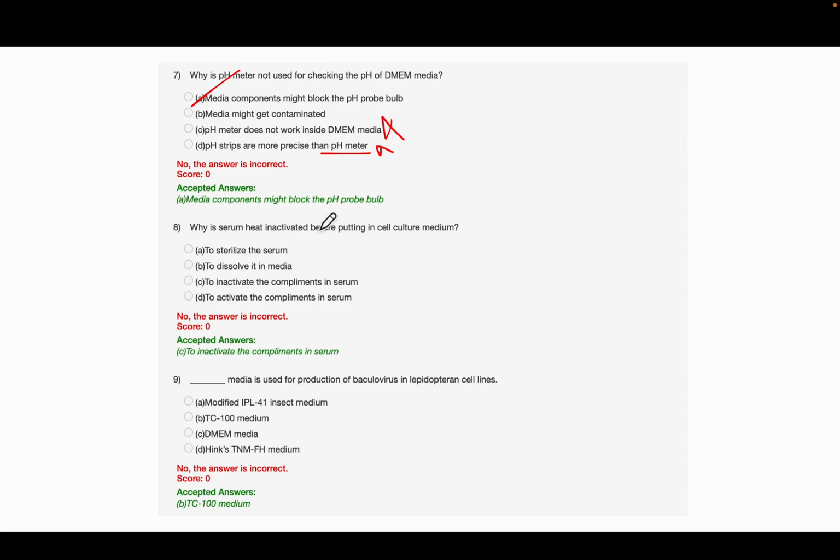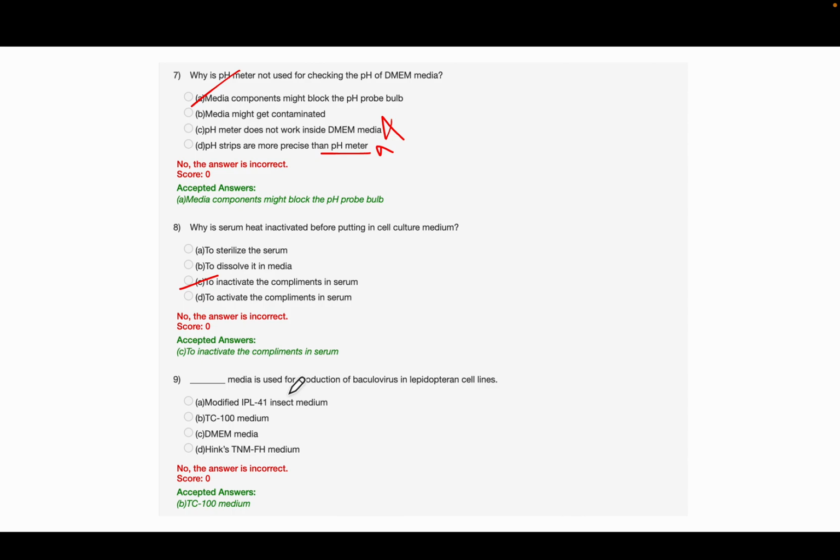Why is serum heat inactivated before putting it in cell culture media? There are some complements in the FBS. To inactivate those complements, we heat inactivate before putting it in. The heat inactivation temperature is around 50 to 60 degrees Celsius.